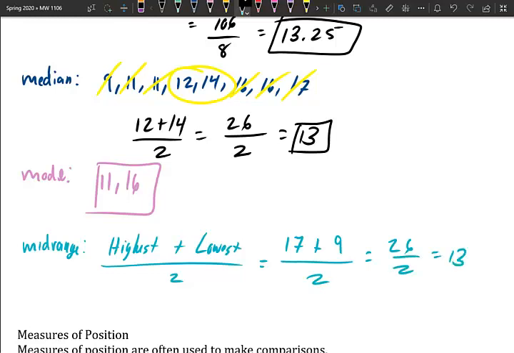That's just a coincidence. That's the same thing as the median. They do not mean the same thing. The median is the middle, the direct middle. The mid-range is the middle of the spread of the data.